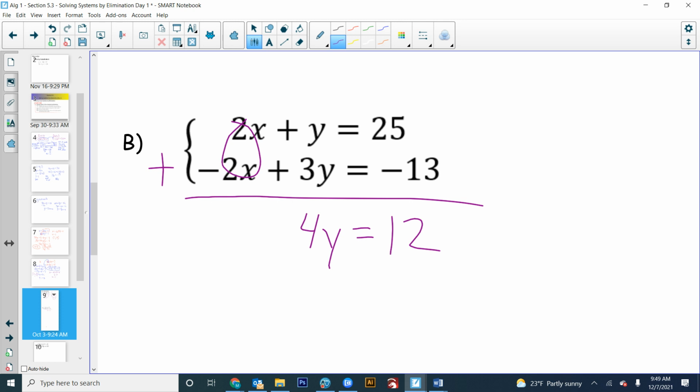Bailey, what do you got? What do I do? Divide both sides by 4. What do you got? y equals 3. Now, guys, see how y's up here by itself? Wouldn't it make sense to put the 3 right there? So let's use that equation.